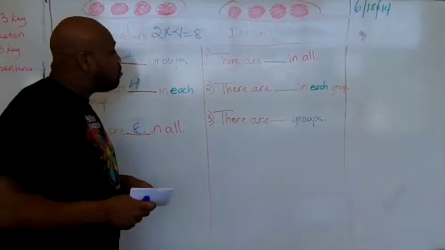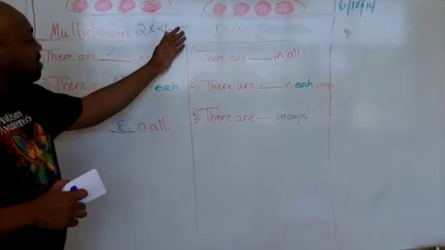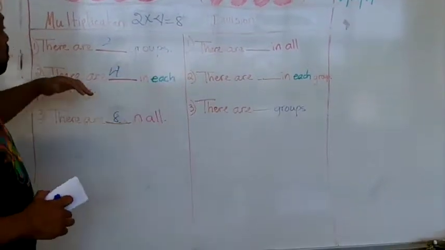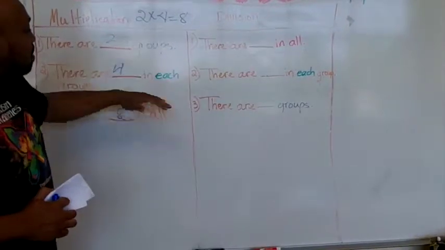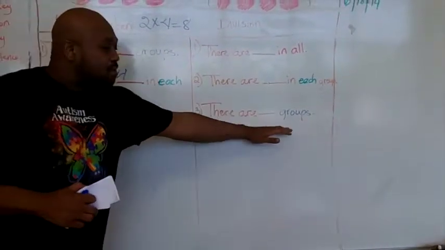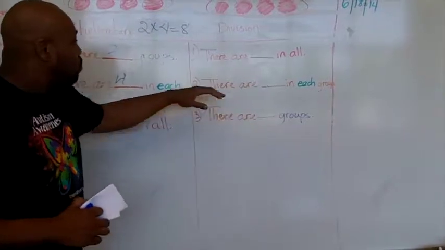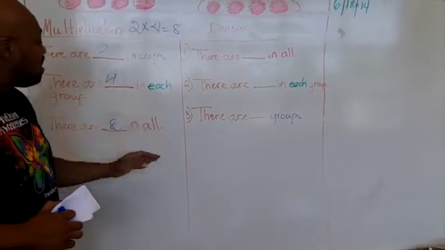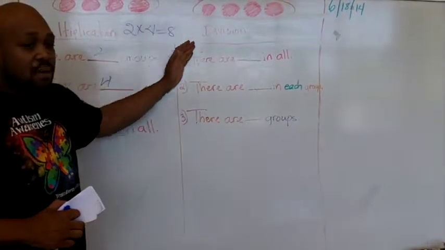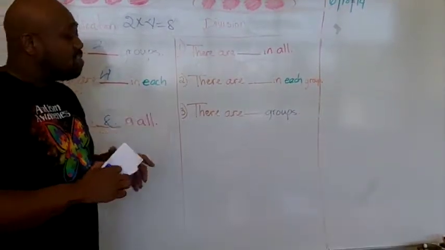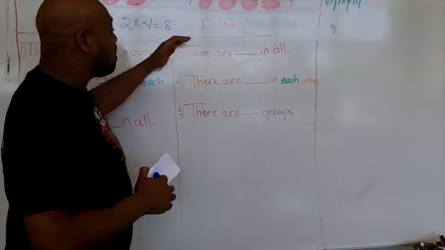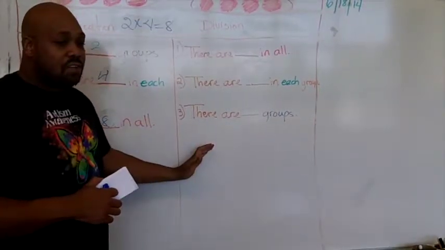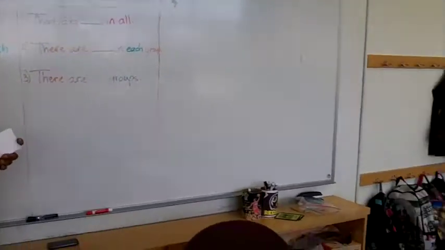Okay, so now class, I want you to see how the division side works. All right, so if you'll notice, we have the same words. Groups is here, but it's at the bottom here. We have it all here, but it's at the bottom here. So basically, I want you to see that multiplication is the opposite of division. So what I want you to do with your partners is discuss the numbers that we will use to fill in for our division side. All right, you may do so now.